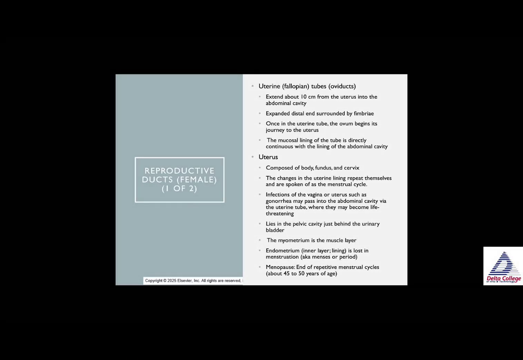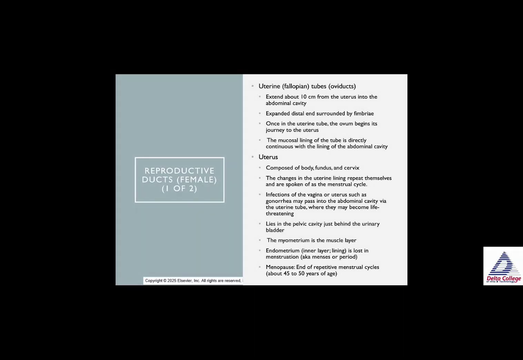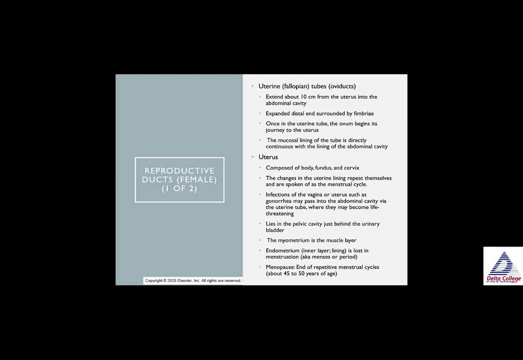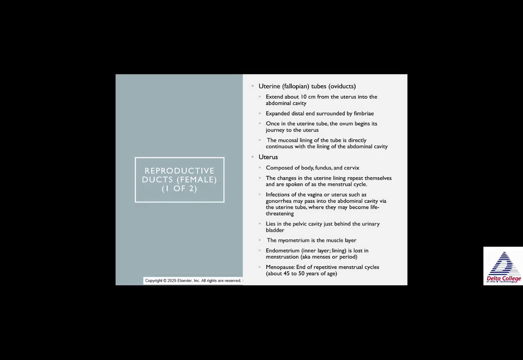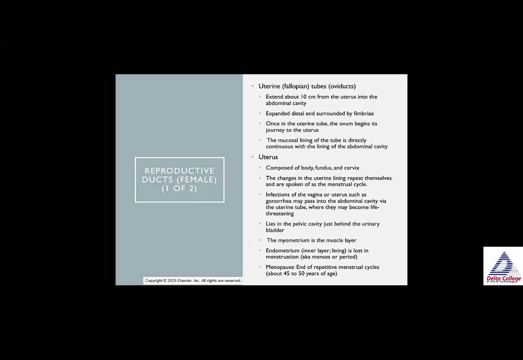Now, the uterus lies in the pelvic cavity just behind the urinary bladder. The myometrium is the muscular layer of the uterus. The endometrium is the inner layer or the lining of the uterus, and this is what is lost in menstruation, also known as menses or your period. Menopause is the end of the repetitive menstrual cycles, and this begins around 45 to 50 years of age.